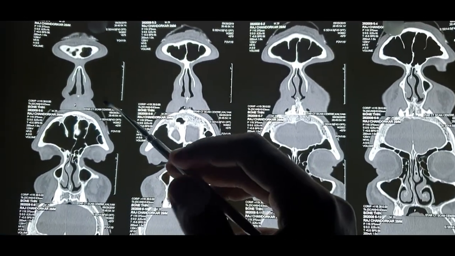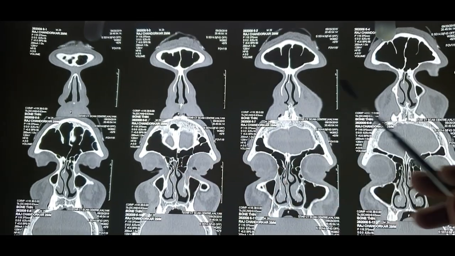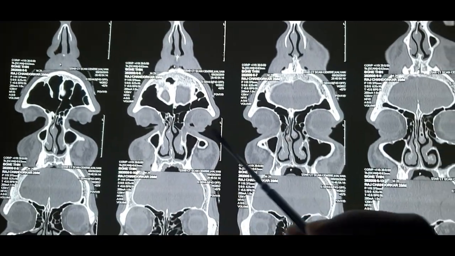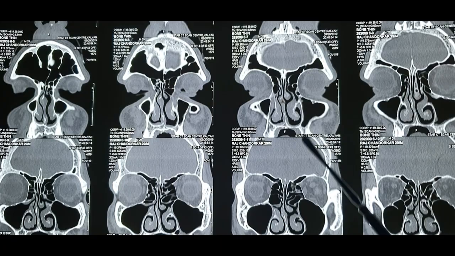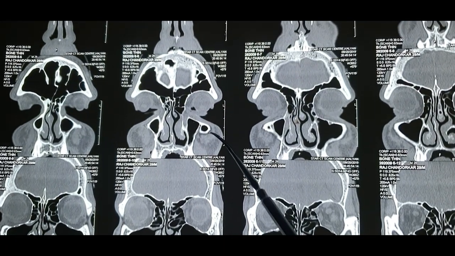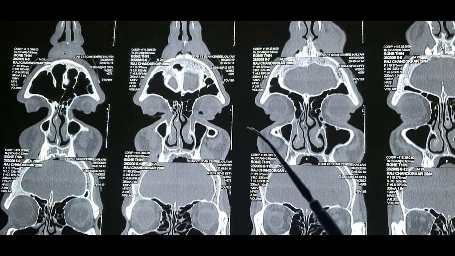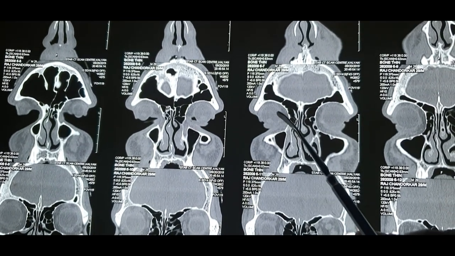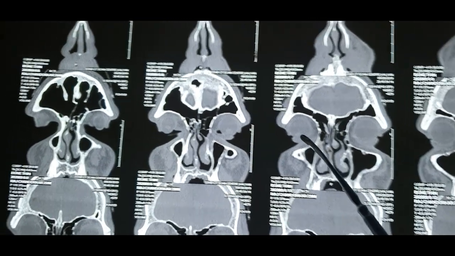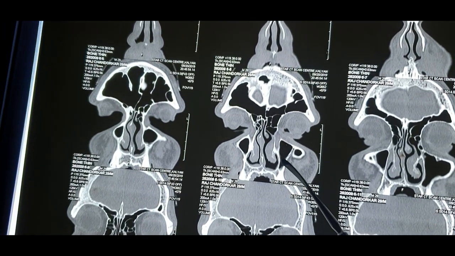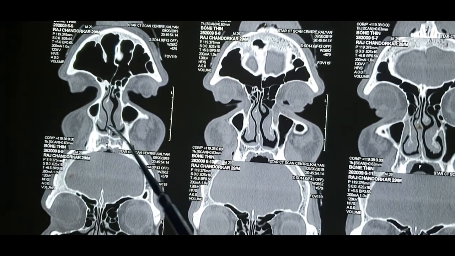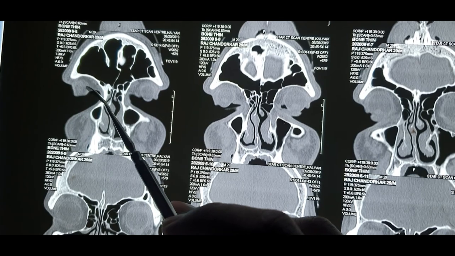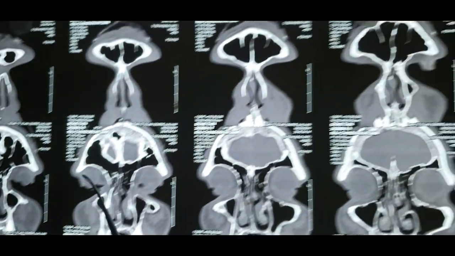So this was the first scan. We go from anterior to posterior, from the anterior aspect to the posterior aspect. To know the anatomy of the anterior ethmoidal artery, we need to know the anatomy of the orbit. The orbital anatomy is of very high importance. As we see here, this is a very initial part of the orbit coming into the picture.